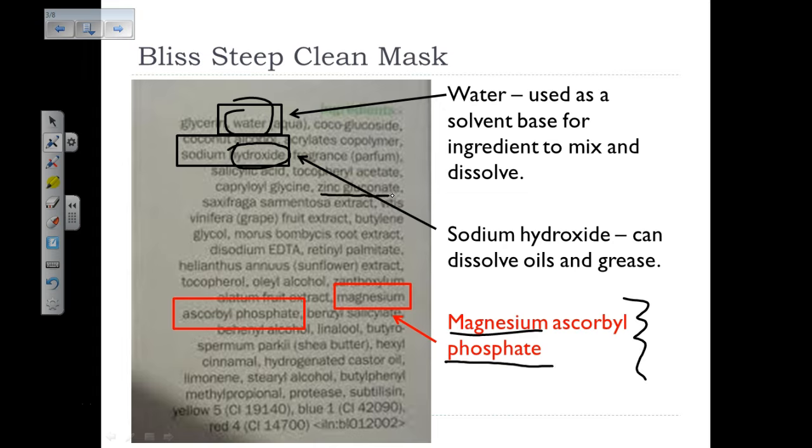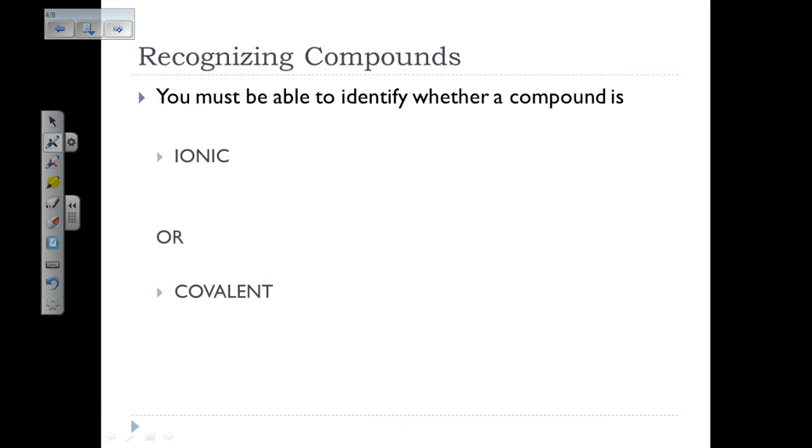There are others in here like zinc gluconate. Some of these are natural ingredients like saxifraga sarmentosa extract. Okay, whatever that is. But in general, you should be able to go down a list of ingredients and be able to read most of them, if not be able to come up with a structure or a formula for these things. But let's start here with recognizing whether compounds are ionic or covalent.